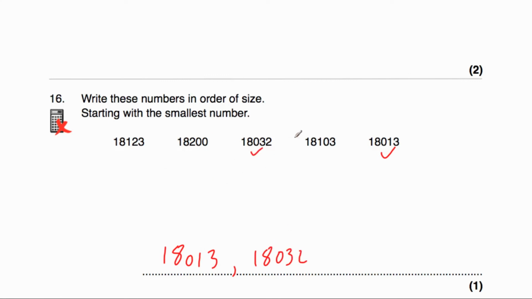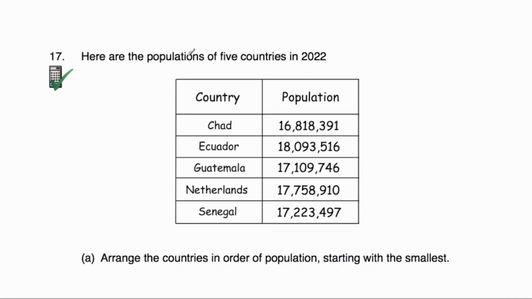Then we've got our 18,100, so we've got a choice of either 18,123 or 18,103. So 18,103 is smaller than 18,123, so those will be our next two. And the largest number will be 18,200. And that's it.